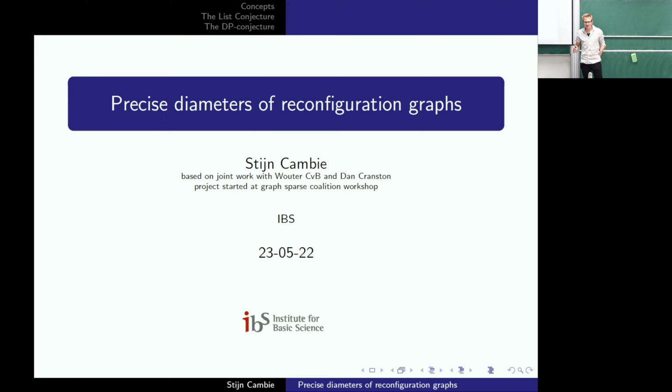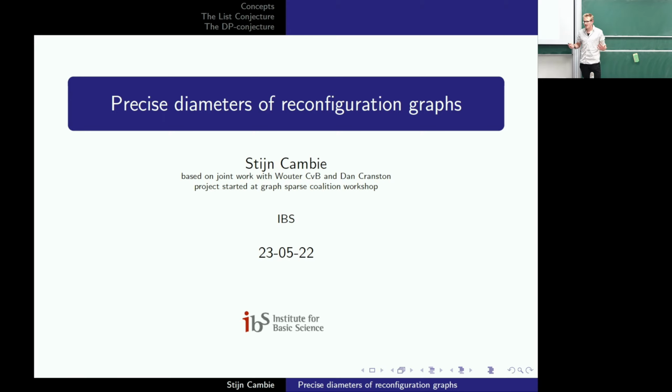And the project itself started from a workshop called Graph Reconfiguration, which was organized online, virtually, by the Sparse Graph Coalition. It's a workshop held online with like 30 people who work together in groups, so it's a nice initiative. And after a year, there was a paper which came out of this, which I will partially mention since it contains some more results.